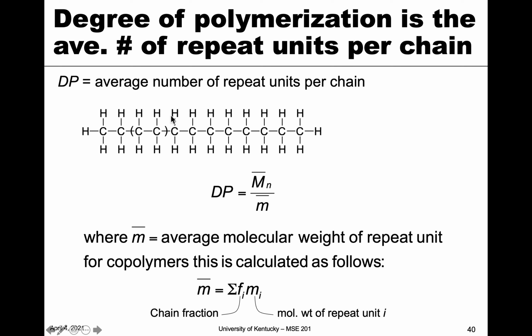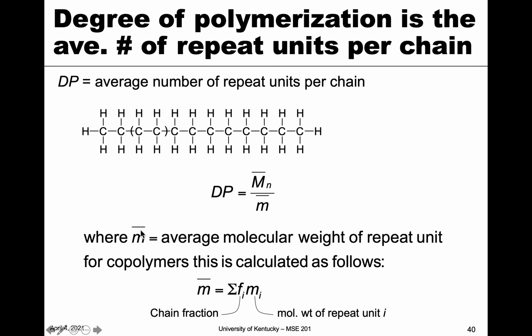So again, for this one, this is polyethylene, as you might recall. So we have carbon, carbon, hydrogen, hydrogen. And so basically, degree of polymerization, or DP, as it's given up here, is how many of these repeat units are in a given chain. So it's another way of determining how long or heavy the chain is. And so we can calculate degree of polymerization, or DP, by taking the number averaged molecular weight and then dividing by the average molecular weight of the repeat unit.